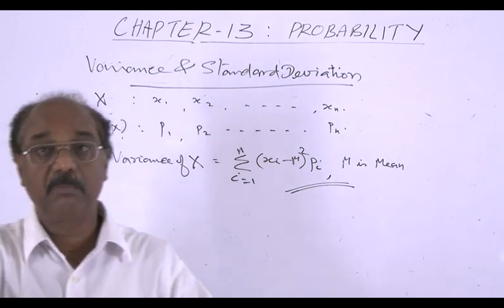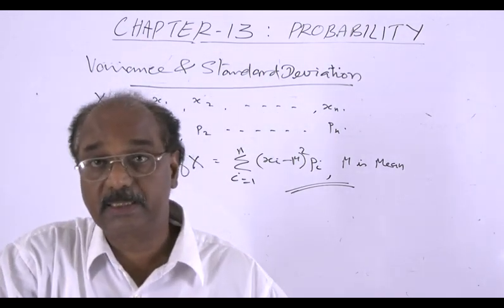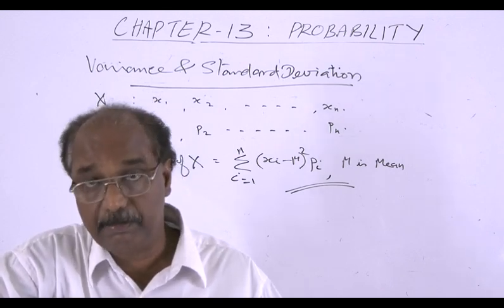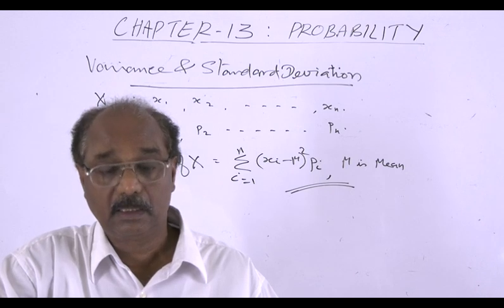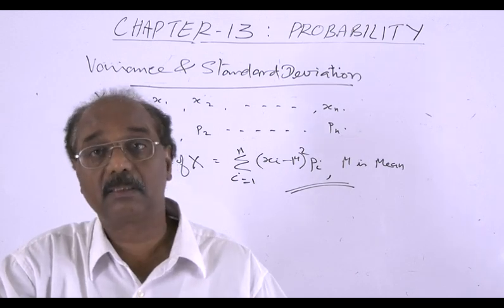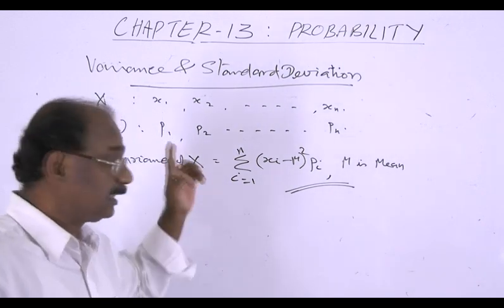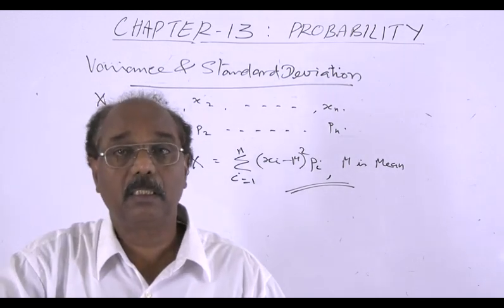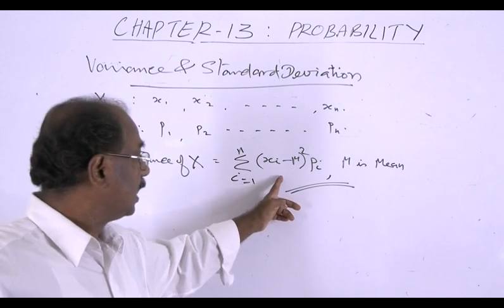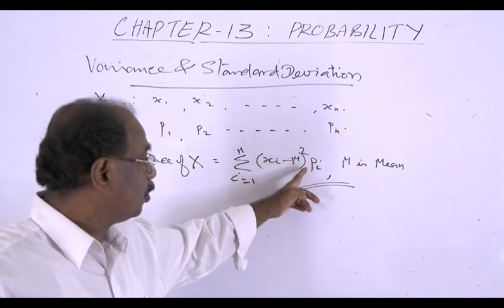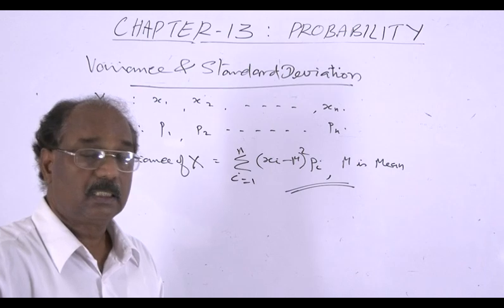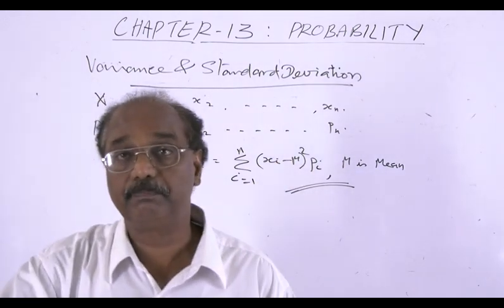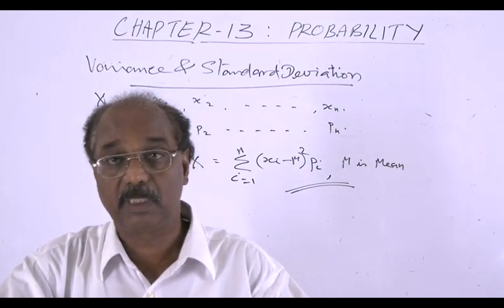X is a random variable with the values x1, x2, etc. xn with the probabilities p1, p2, p3, etc. pn. Then the variance of X is defined as sigma i from 1 to n, (xi minus mu) whole squared into pi, where mu is the mean of the random variable.